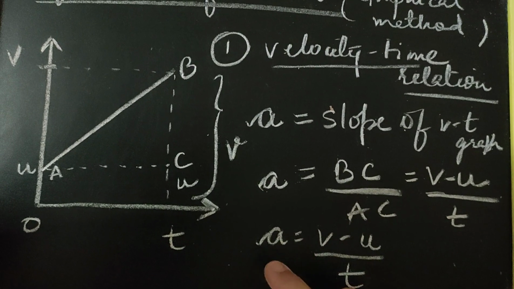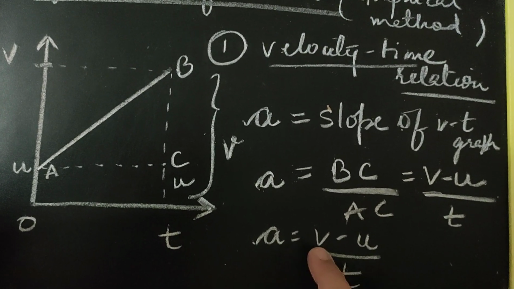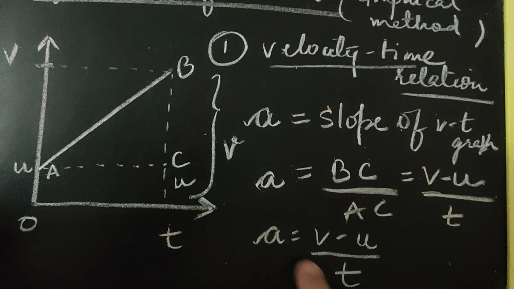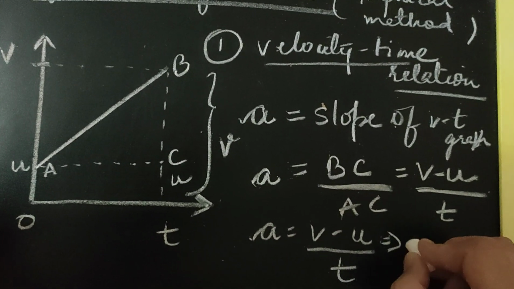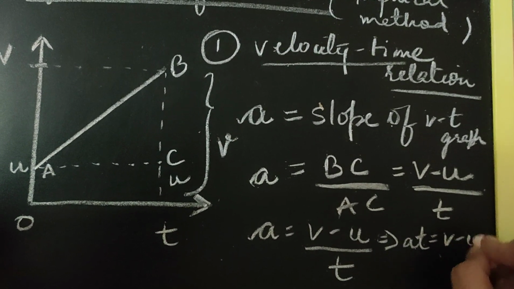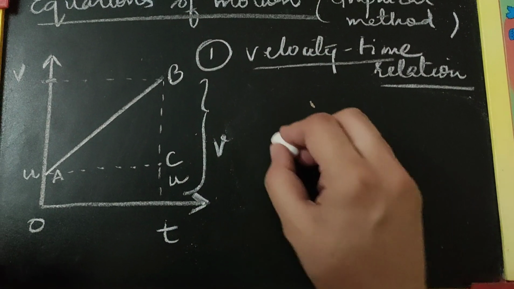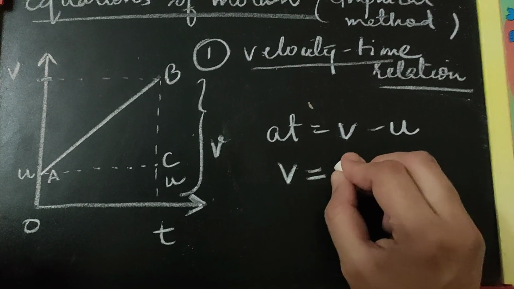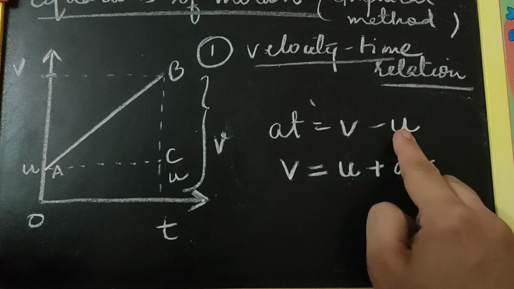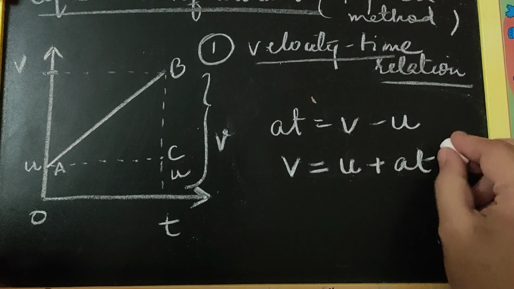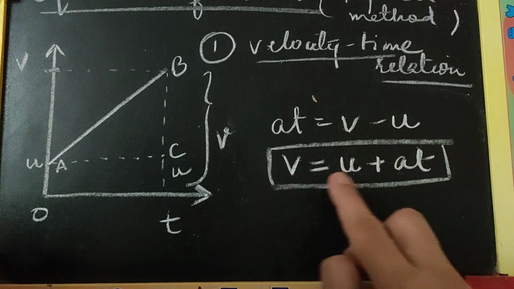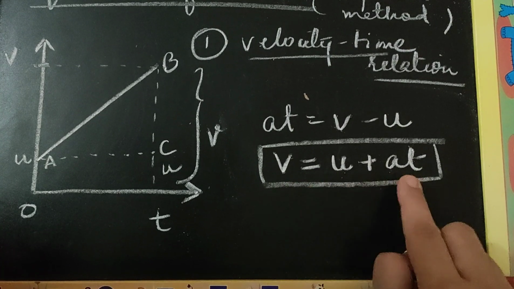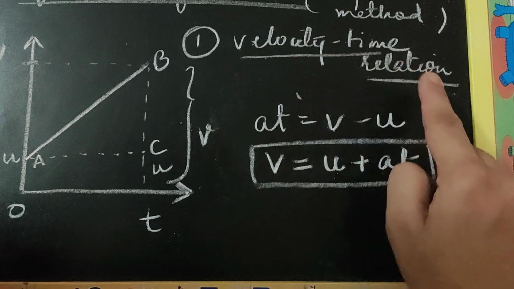I'll rearrange these terms so that I get an equation in the form of final velocity is equal to the other terms. So I'll take t on the other side and multiply it with a. So this becomes at is equal to v minus u. So at is v minus u, or I can write it as v is equal to u plus at. I have taken u on the other side and rewritten the equation in the form of final velocity is equal to initial velocity plus product of acceleration and time. This equation is known as the first equation of motion, or you can say velocity time relation.